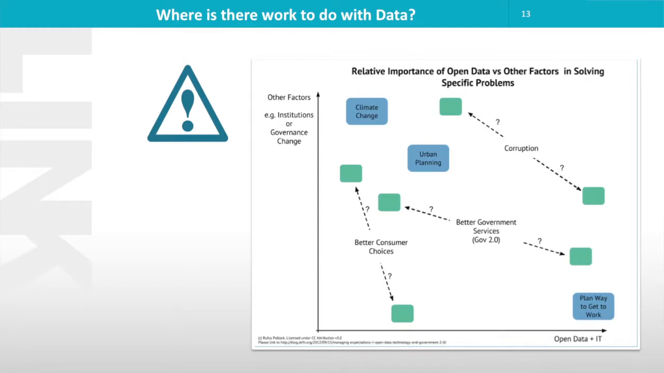And I think that's sort of the key thing. This diagram kind of illustrates where, when we're talking about open data and solving problems around the information economy or the economics of open data, on the x-axis there, we're talking about open data and IT type solutions, and on the y-axis, we've got other factors such as institutional or governance change, and one of those factors certainly is that web experience.